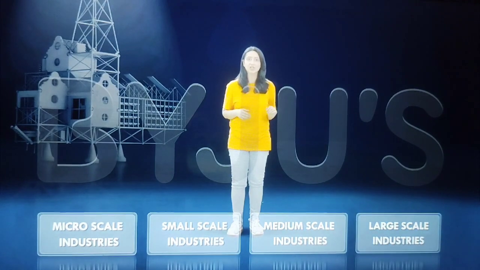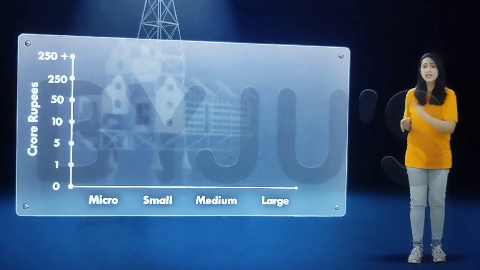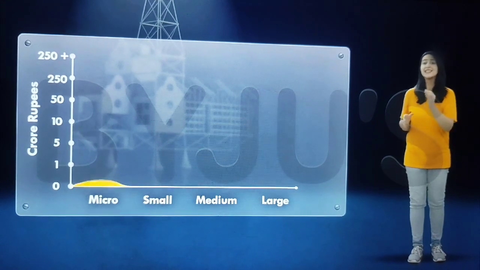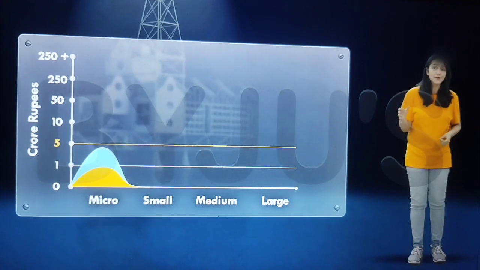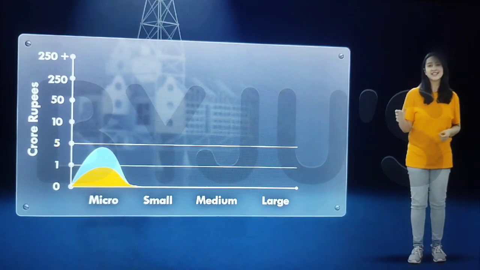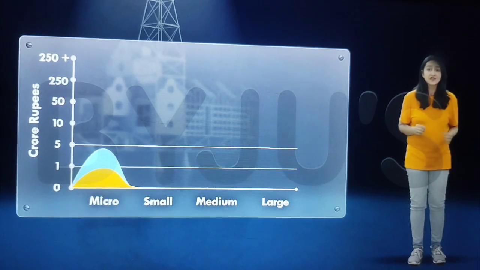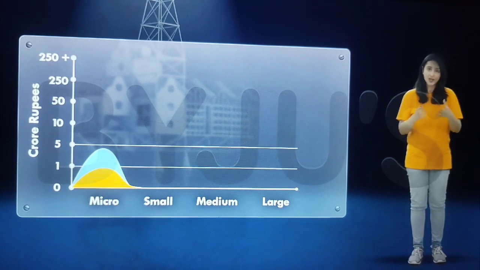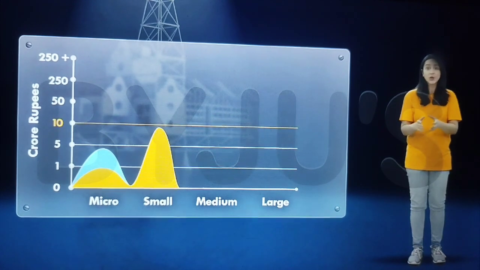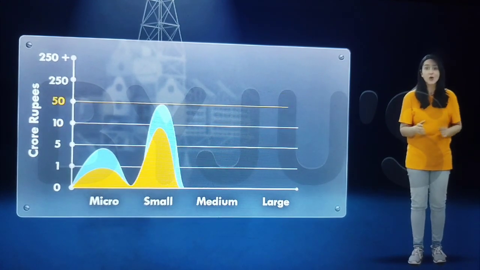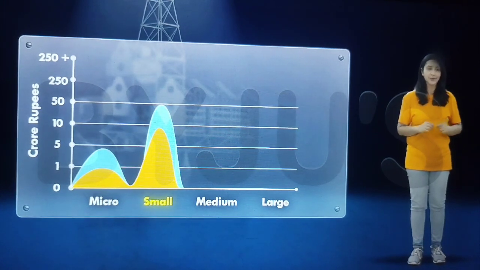medium scale, large scale. If the industry's investment in plant and machinery or equipment is less than 1 crore and its turnover is less than 5 crores, then it is categorized as a micro scale industry. If the industry's investment in plant and machinery or equipment is less than 10 crores and its turnover is less than 50 crores, then it is categorized as a small scale industry.